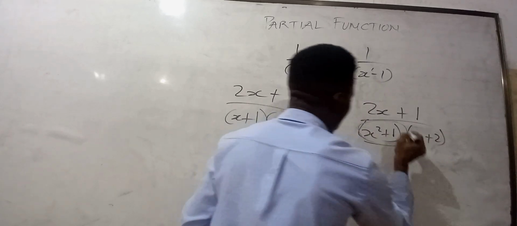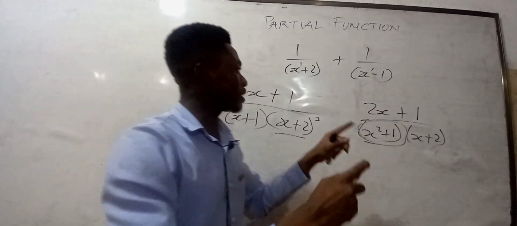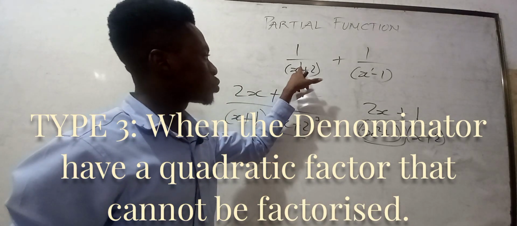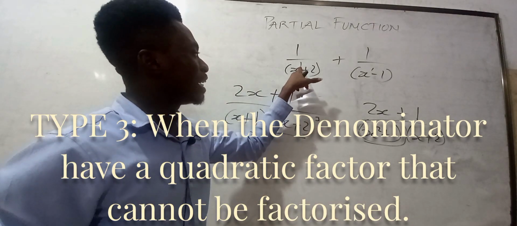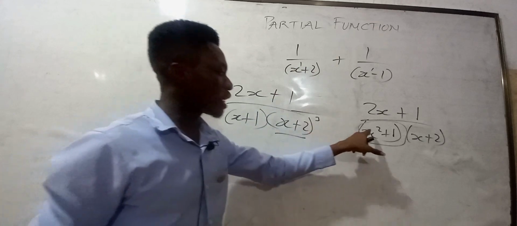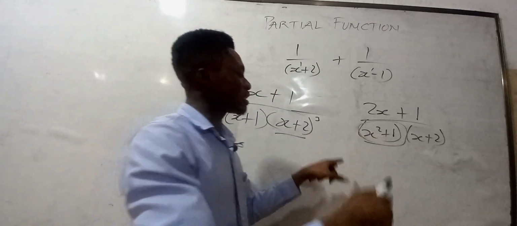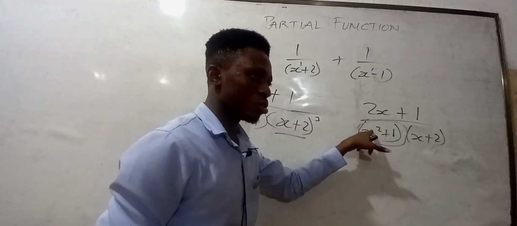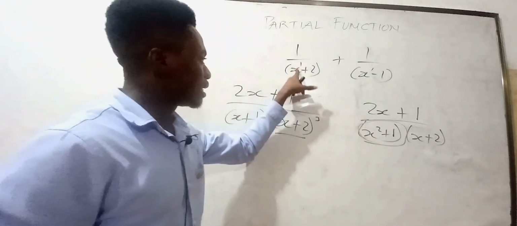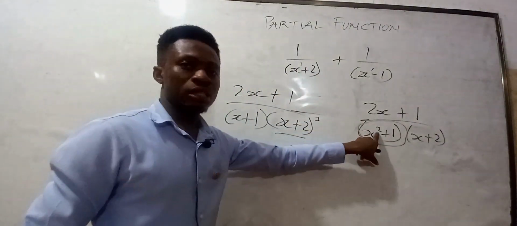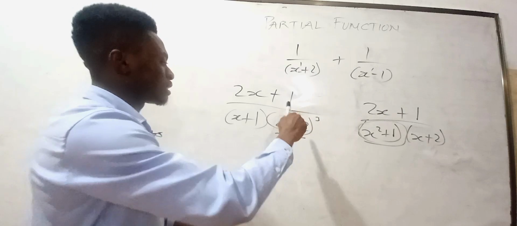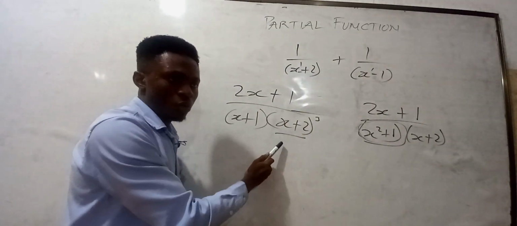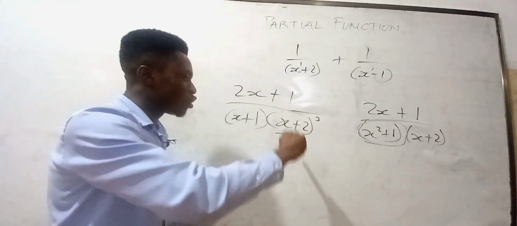So this is a quadratic factor. Mind you, I said that the linear factor is when the exponent is 1, and a quadratic factor is when the highest exponent is 2. Okay, so this is a linear factor, this is a quadratic factor, and this is a repeated binomial, when it has a repeated binomial in it.